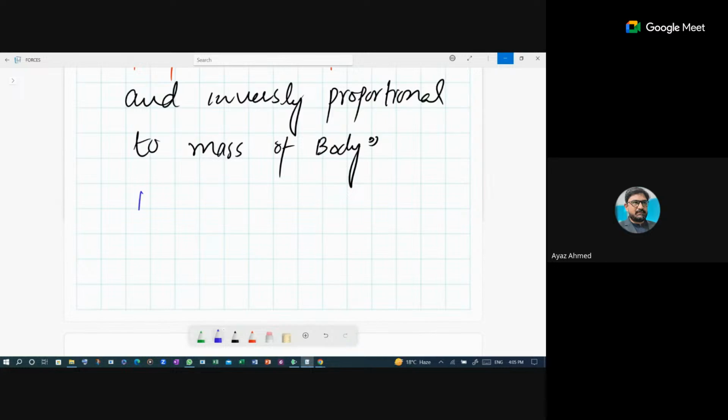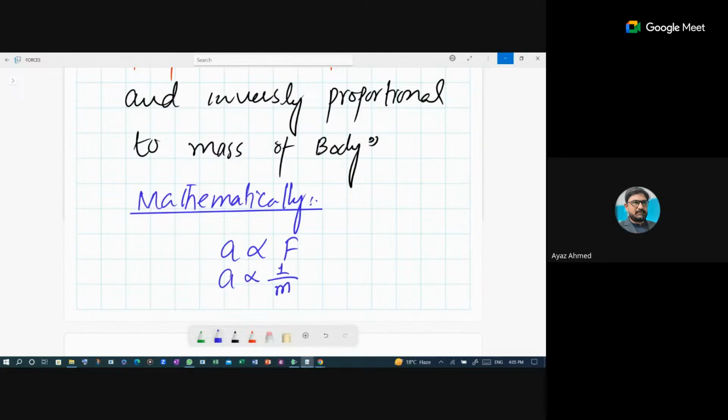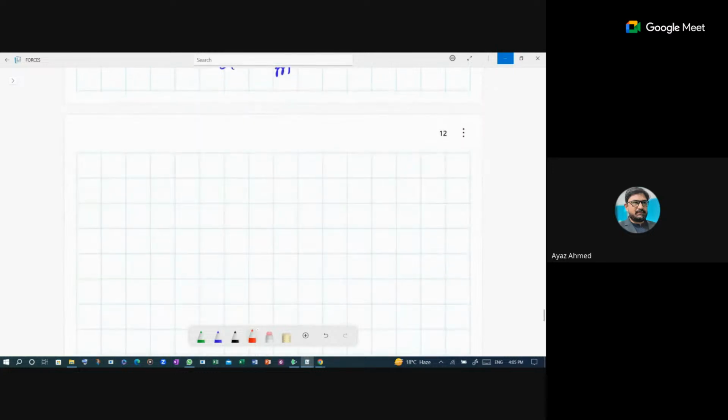So, mathematically, how can I make an equation? Mathematically, this acceleration is directly proportional to force and acceleration is inversely proportional to mass of the body. And if we reframe these all, we can say that acceleration is equal to force divided by mass. So this leads us to F equals ma.